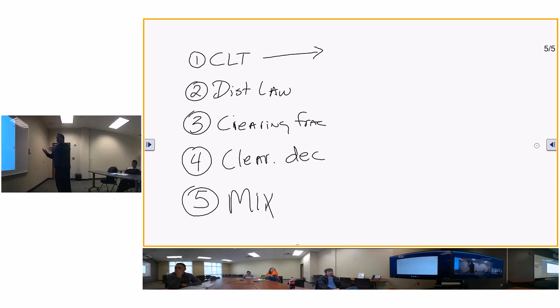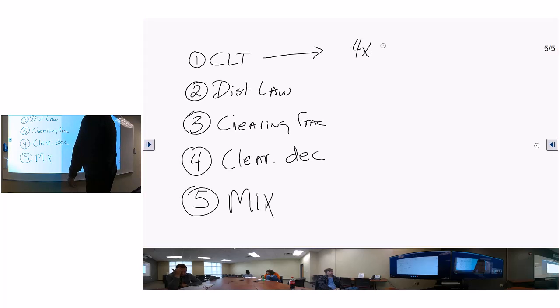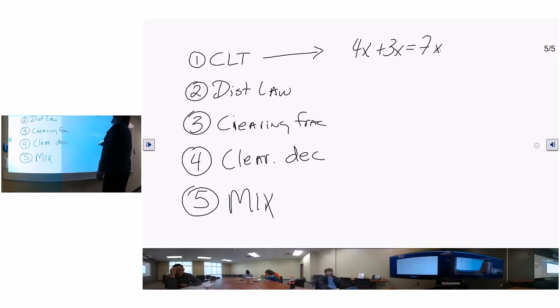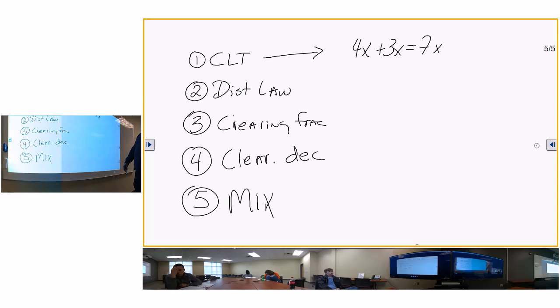If I have 5 cans of tomatoes and I subtract 2 cans of tomatoes, I have 3 cans of tomatoes left. The label does not change. The only thing that changes is the coefficient. So if I give you 4x plus 3x, and you tell me the answer to that is what? 7x. The label does not change.